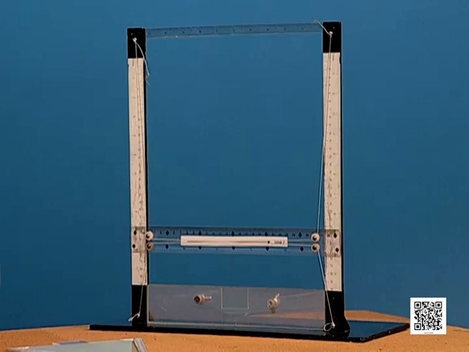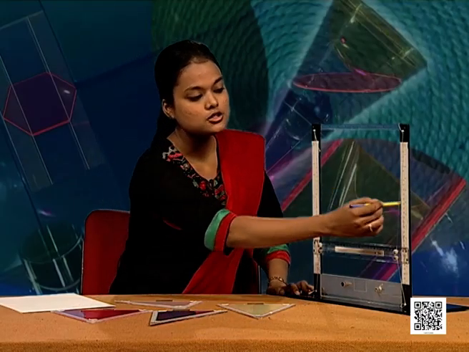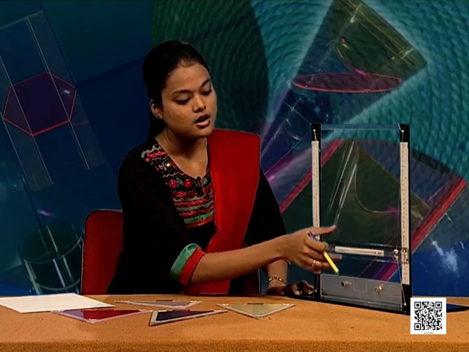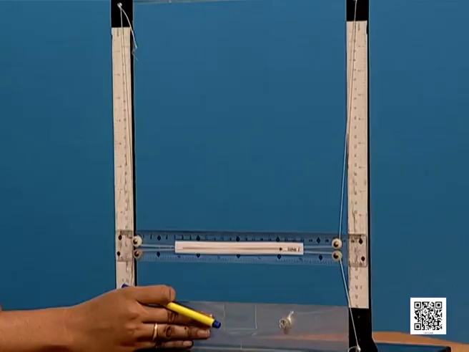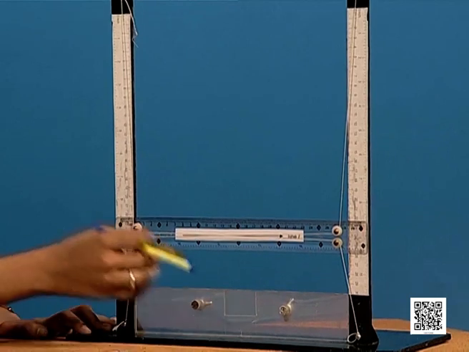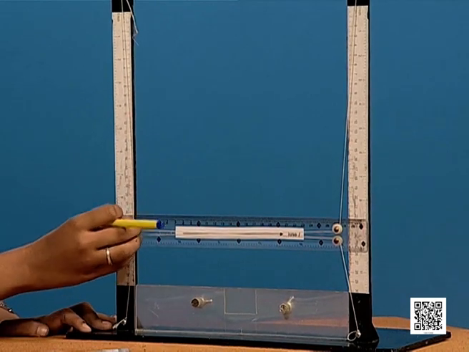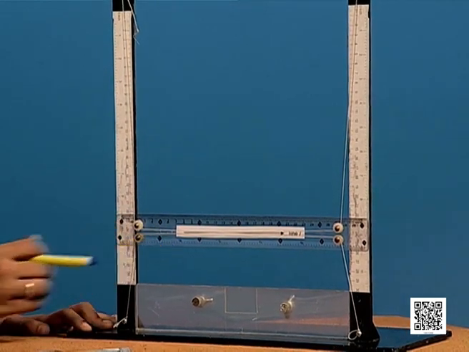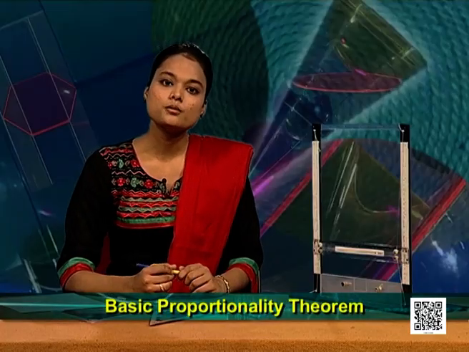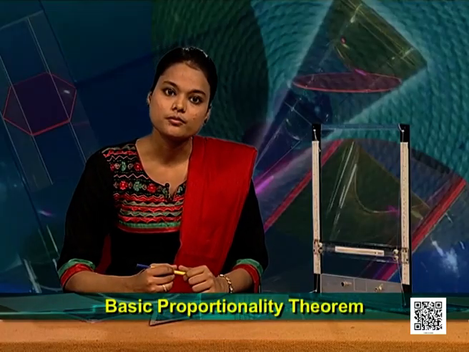to each other to a wooden base. And between these two graduated scales, a scale is attached which is parallel to the base, supported by these two pulleys. Now, students, what do you mean by the basic proportionality theorem?